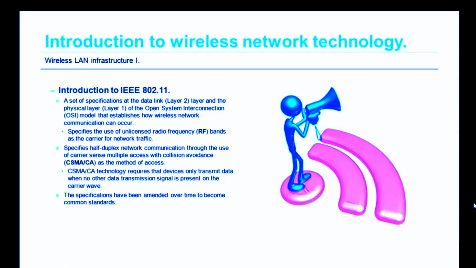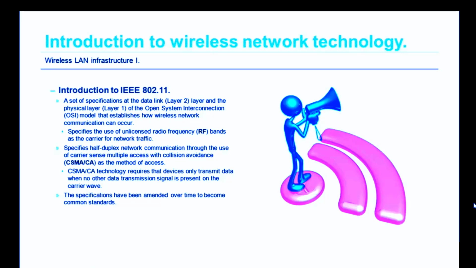To talk about the standards, I need to introduce you to the IEEE 802.11 specifications. These are a set of specifications that deal with the data link layer and the physical layer of the OSI reference model. These establish how wireless network communication can occur. The 802.11 standard specifies the use of unlicensed radio frequency bands as the carrier for network traffic.